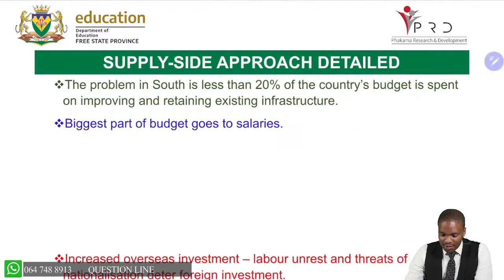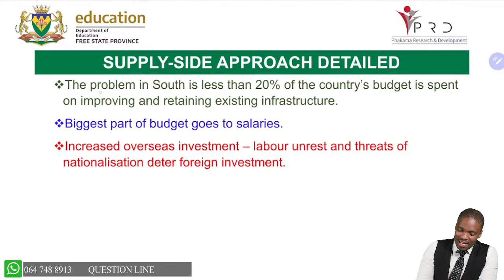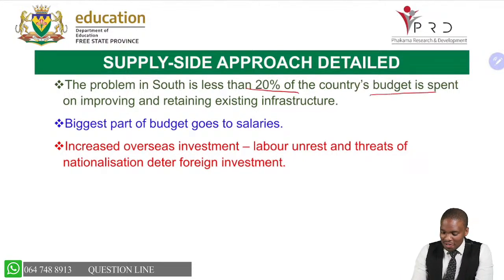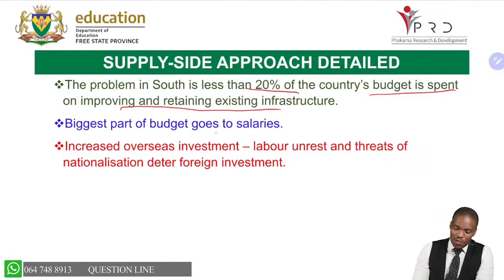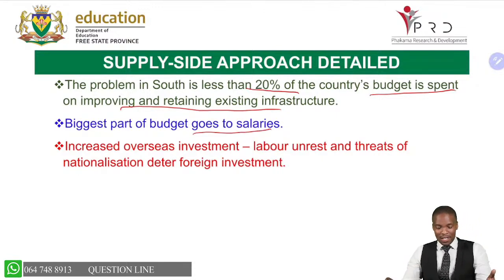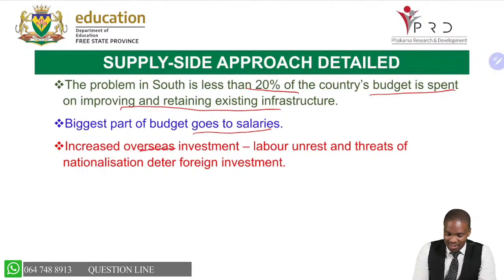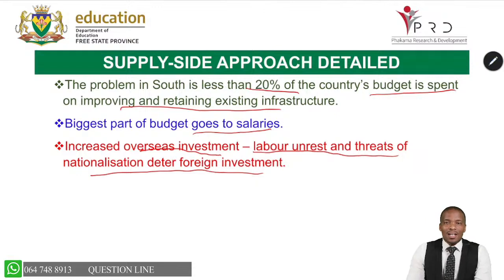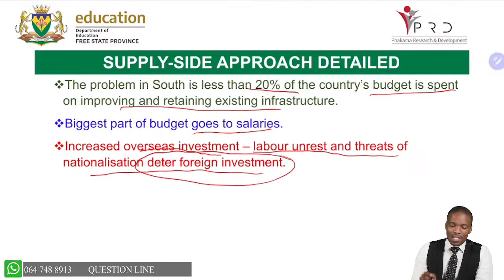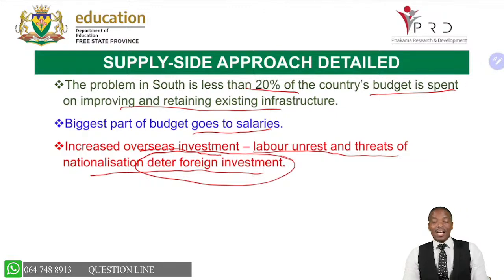We continue. We also know that in South Africa less than 20% of the budget is spent on improving infrastructure. More of it goes to the payment of salaries of government employees and all the state-owned enterprises. There is also reduced overseas investment, labor unrest, and the issue of nationalization that is threatened. All those deter foreign investment. Capital cannot be increased. So these are the challenges why capital in South Africa cannot be increased.